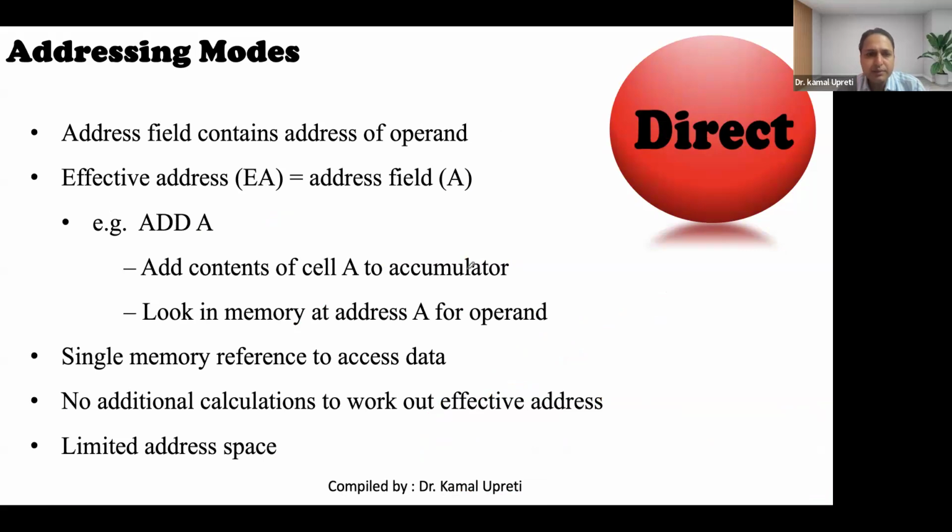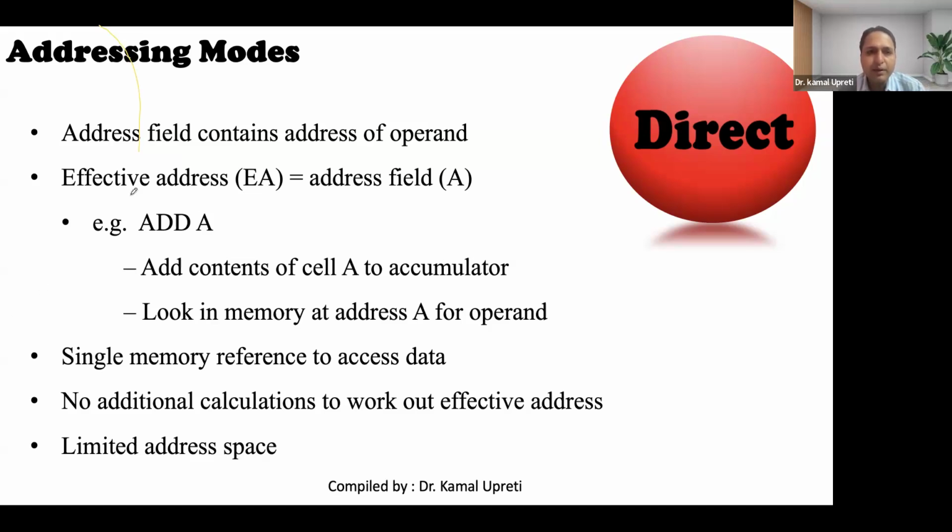Address field A, add A. So what will happen if you just want to add something? You should have a certain type of accumulator that is required. Next is look in memory at address A for an operand. What will happen? We are having a look in memory at an address A for an operand.